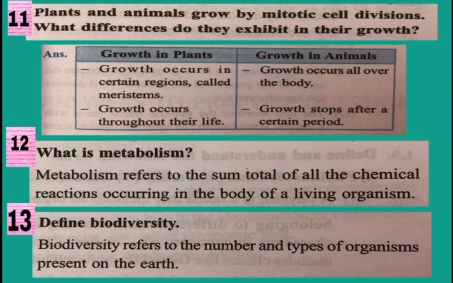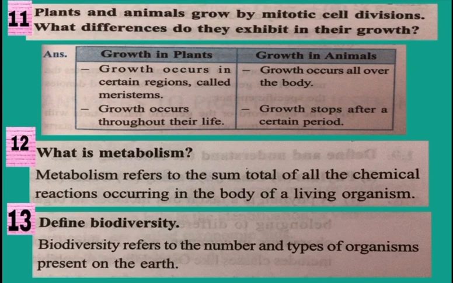Question 11. Plants and animals grow by mitotic cell division. Write the differences they exhibit in their growth. Answer is, growth in plants occurs at certain regions called meristems. For example, the root tip and shoot tip of the plant have apical meristem where the growth occurs. But in animals, growth occurs all over the body. Second difference, in plants, growth occurs throughout the life, but in animals, it stops after a certain period.